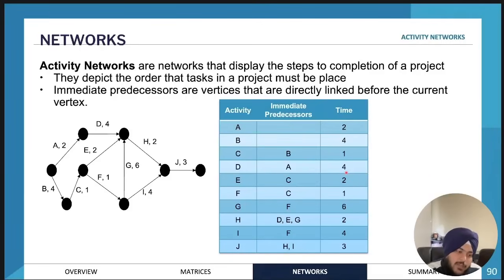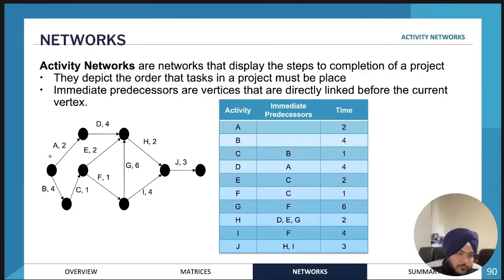So activity networks are usually when you have some form of project and there are a lot of different tasks or activities involved in order to complete the project. But the thing is, when we're doing a really large project, certain activities or certain tasks need to be done before you can commence a different task. And that's what a predecessor is called in an activity network.